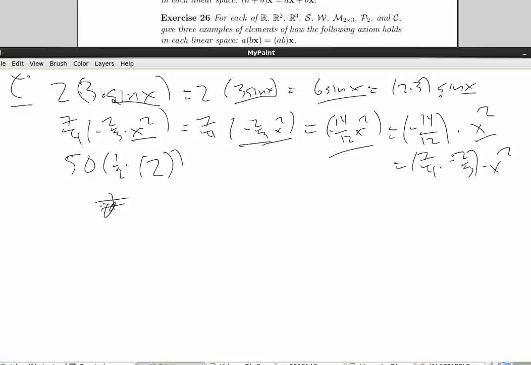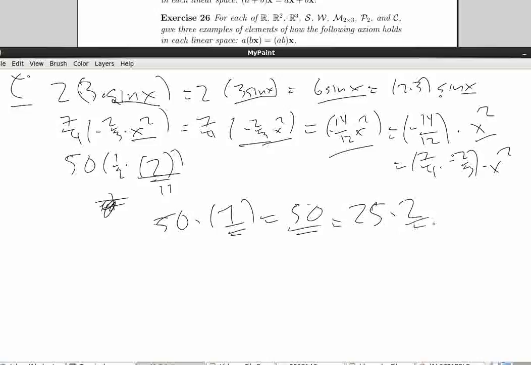Alright, so there's a graph. This is equal to, right, here's the function, 50 times 1. Here's the new function, it's a constant function, equals 50. Here's the function equals 25 times 2, scalar function, equals 50 times a half times 2. Done. We've done all the cases, and that's how you do number 26.